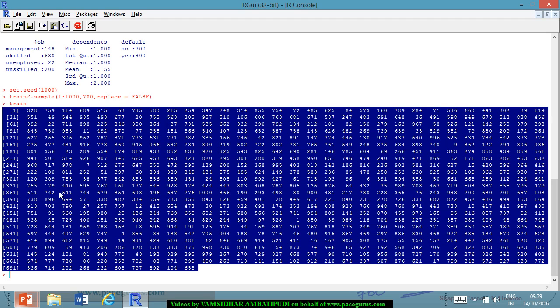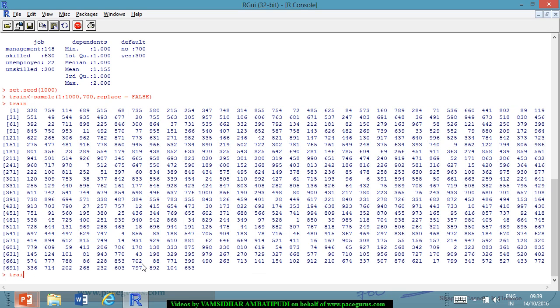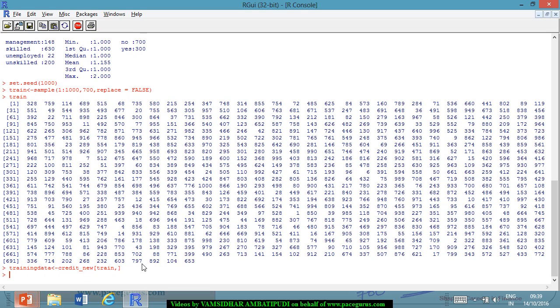So the remaining 300 rows I would be using as testing data. These 700 rows I will be using as training data. So this is where let me use training data. I'll call it training data, wherein I am taking a subset of my credit underscore new. I am taking a subset where I'll take only these rows. So that's where I'm saying my rows are trained. I'll take all the columns. So this would become my training data.